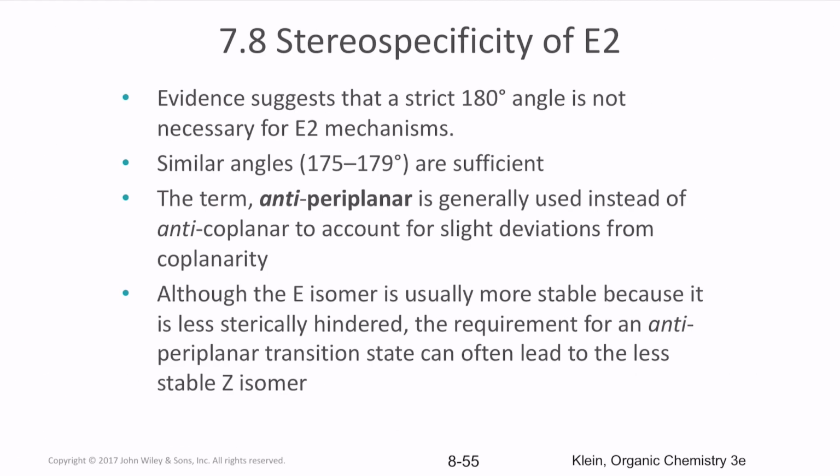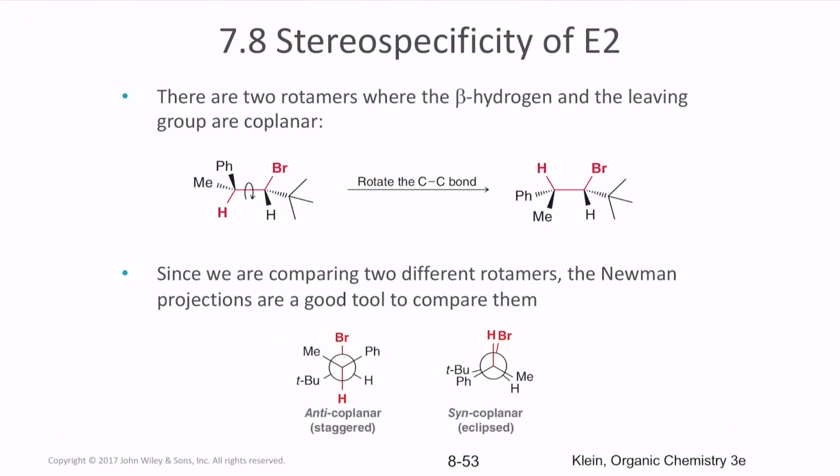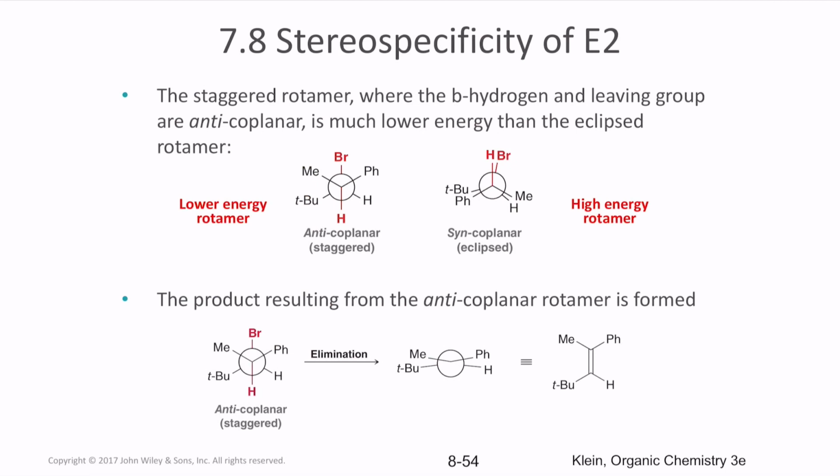Now, whenever we do not have this, what we generally do is rotate the carbon-carbon bond. If they are anti-coplanar, only then will the reaction occur. If they are syn-coplanar, the reaction does not occur. The lowest energy rotamer should be the one that has hydrogen on top and bromine on the bottom. Only then will the reaction occur.